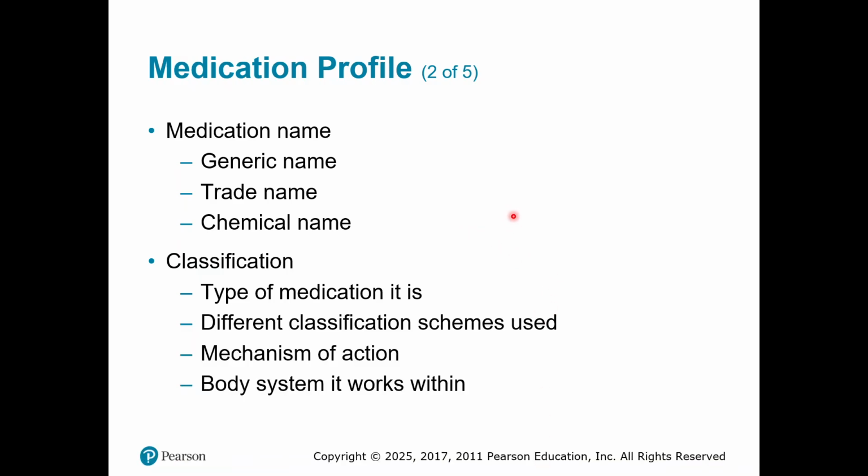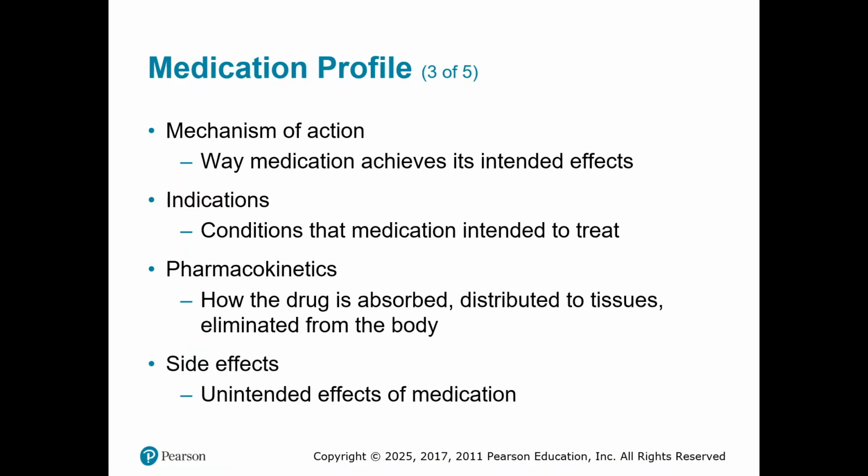Under the medication name, we have 3 names for the medication. We have a generic name, a trade name, and a chemical name. When we look at the classification, what type of medication is it? There are different classification schemes that are used, such as mechanisms of action, and what part of the body system this drug works in. The mechanism of action is the way the medication achieves its intended effects.